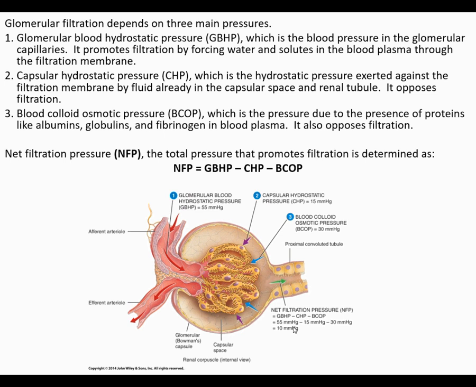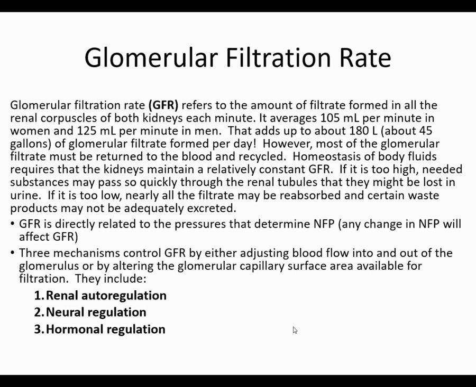Now, the importance of NFP is demonstrated on the next slide. When we're talking about the rate at which we form filtrate, there is a concept called glomerular filtration rate, or GFR. GFR, as I said, refers to the amount of filtrate formed, not just in one corpuscle, but in all the corpuscles of our nephrons in both of our kidneys each minute. So it's the amount of filtrate we're making total between the two kidneys.